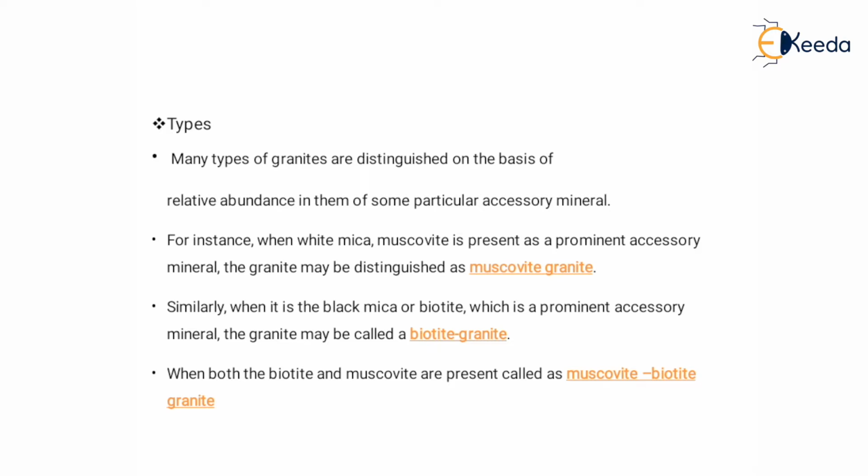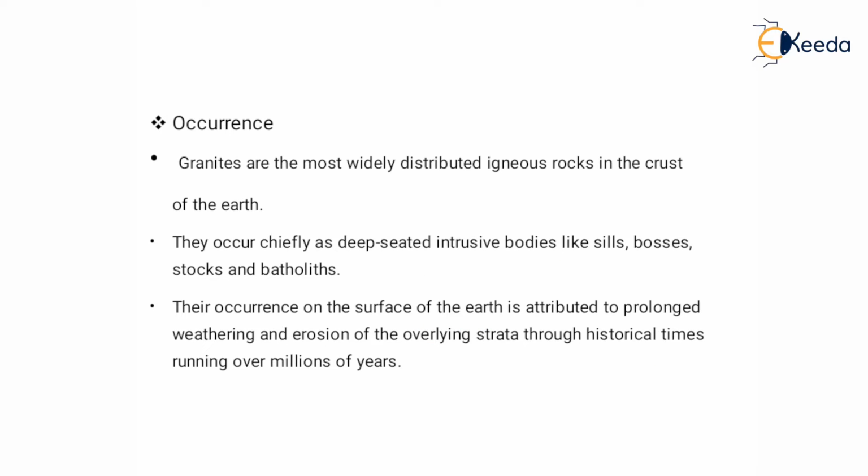Many types of granites are distinguished on the basis of the relative abundance of particular accessory minerals. For instance, when the white mica muscovite is present as a prominent accessory mineral, the granite may be distinguished as a muscovite granite. Similarly, when black mica or biotite is the prominent accessory mineral, the granite may be called biotite granite. When both biotite and muscovite are present, it is called muscovite biotite granite.